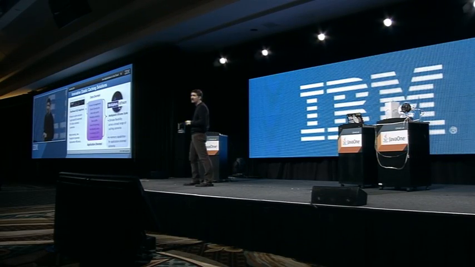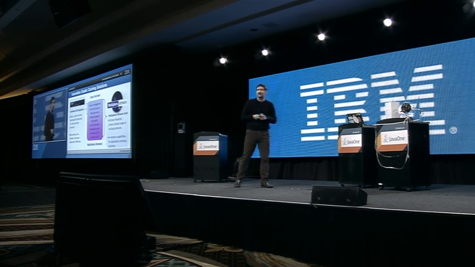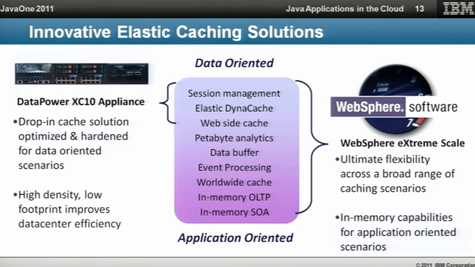We have a set of products, two in particular that are interesting. One is WebSphere eXtreme Scale, which is our Java-based in-memory data grid product that supports all of these scenarios that I talked about. We have a subset of Extreme Scale as well called the DataPower XC10 appliance, which you can think of as a hardware appliance packaging model for Extreme Scale.